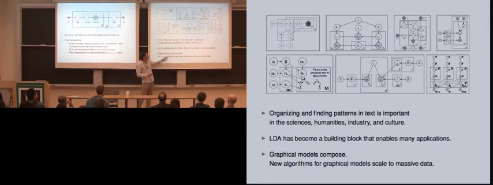And what's nice is that the algorithms for these bigger models use whatever innovations we collectively might have made for LDA as little subroutines, right? The algorithms compose the same way that the models compose. Second, new algorithms for graphical models now scale to massive data. I know I'm not talking about algorithms today, but we now have approaches to performing inference in many of these types of models that can scale up to the kinds of data that we regularly see.